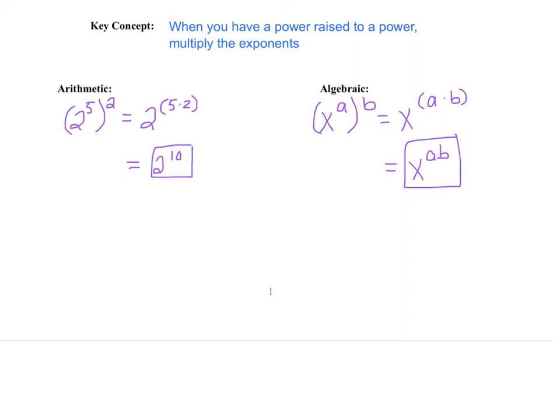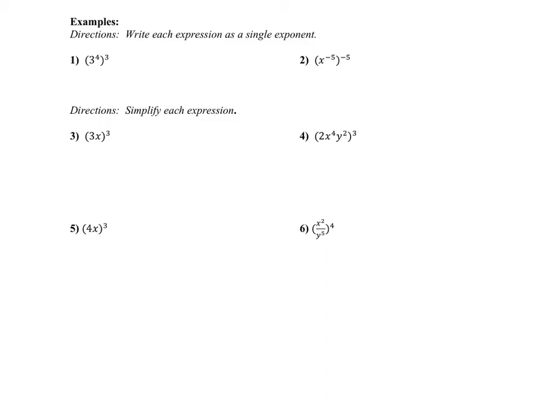So now let's do some examples together. In examples 1 and 2, the directions state, write each expression as a single exponent. So we have 3 to the 4th power raised to the 3rd power. All you're going to do is multiply your exponents. So you're going to write that equals 3, and you're going to say 4 times 3. 4 times 3 is 12. So your answer is 3 to the 12th power. Now you do not have to evaluate it because the directions say write it as a single exponent.